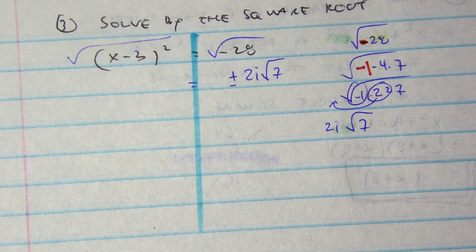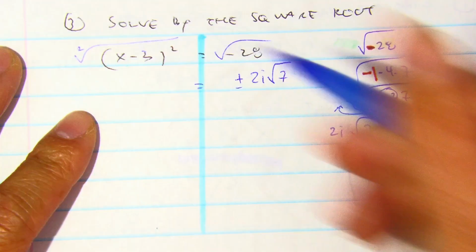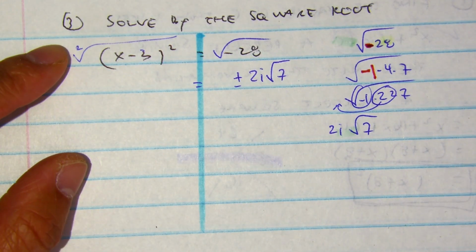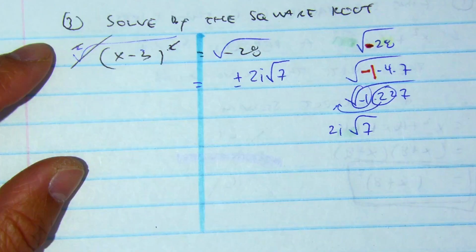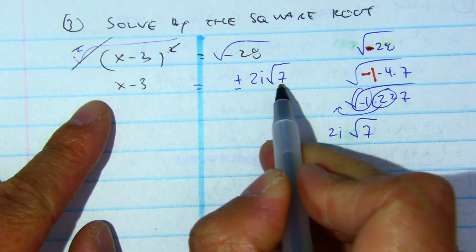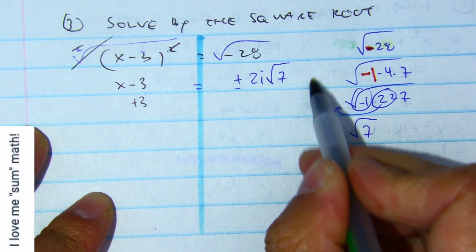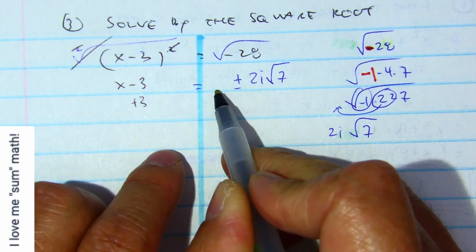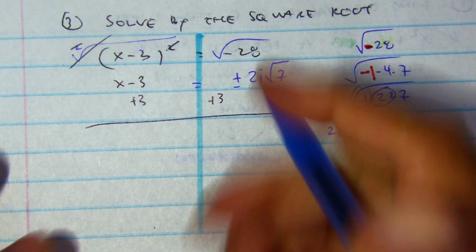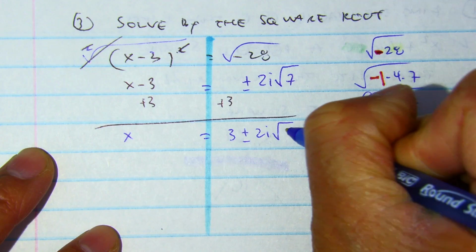Here on the left side, we have just x minus 3. The power of 2, radical sign, and the index all go away. So we're just left with x minus 3, and we're going to solve for x. Add 3 to the left side of the plus or minus here. So that leaves us with x equals 3 plus or minus 2i radical 7.